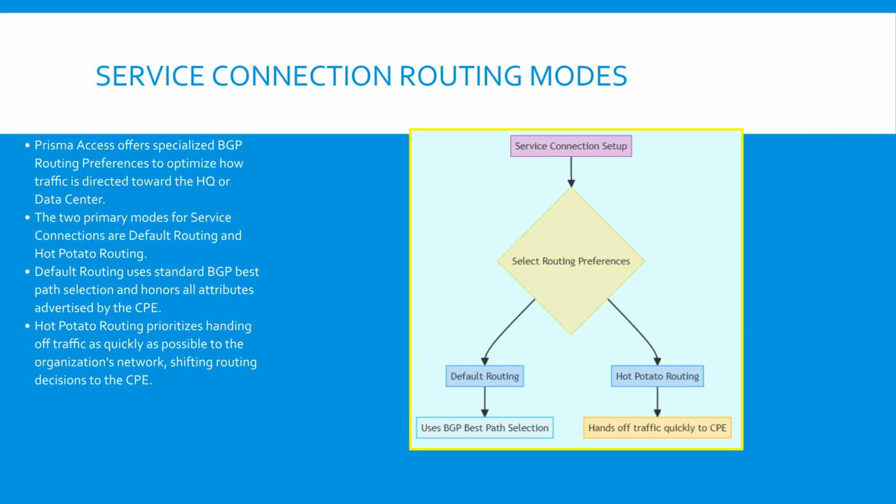Selecting the right mode is crucial and demands a strong grasp of your internal network structure to ensure optimal traffic flow and avoid unexpected issues. These routing modes primarily affect how Prisma Access leverages BGP attributes to make these path decisions.